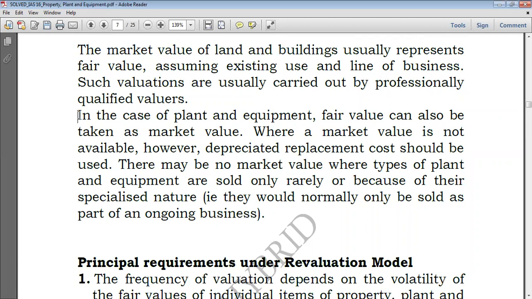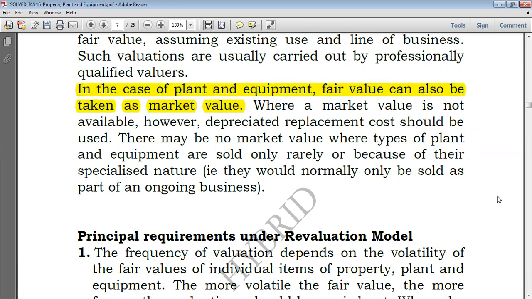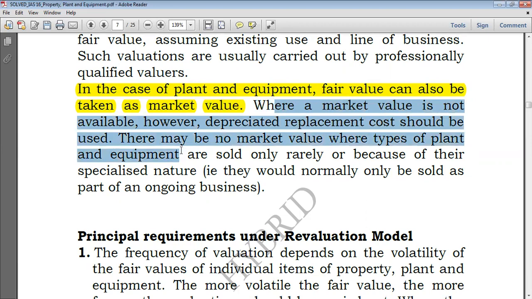In the case of plant and equipment, fair value can also be taken as market value. Of course, not all assets would have a market value. So that's why we say, where a market value is not available, depreciated replacement cost should be used. Do you know the meaning of depreciated replacement cost? Depreciated replacement cost just means this one.